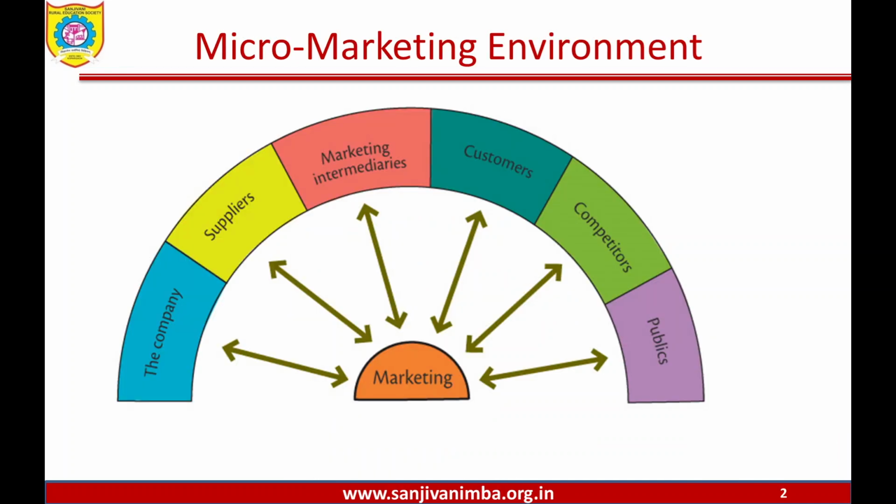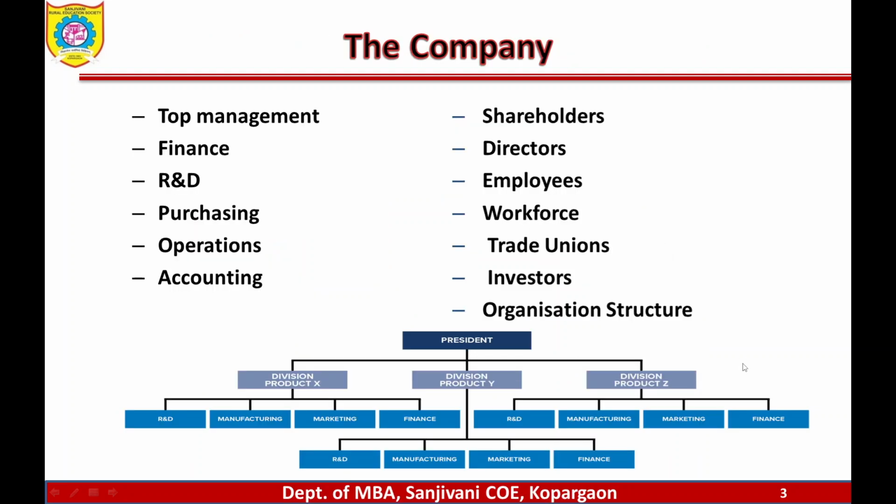Moving ahead, there are 6 major micro marketing environment components. First one, that is the company. Second one, suppliers. Third one, marketing intermediaries. Fourth one, customers. Fifth one, competitors, and sixth, publics. Moving ahead, we'll discuss one by one what we mean by the company.